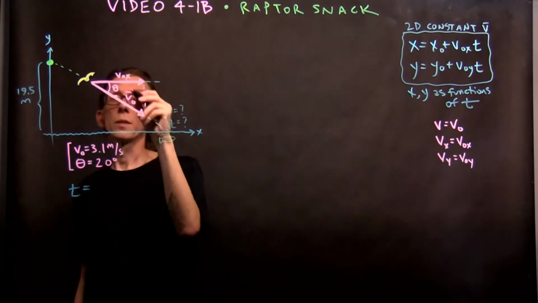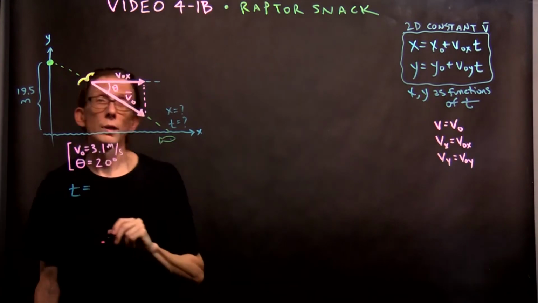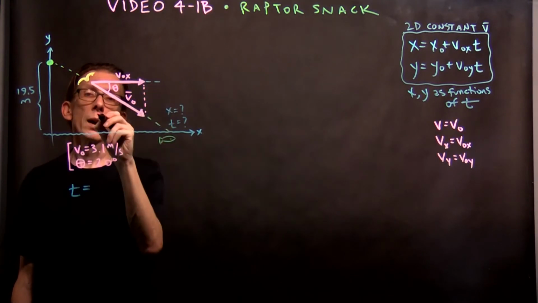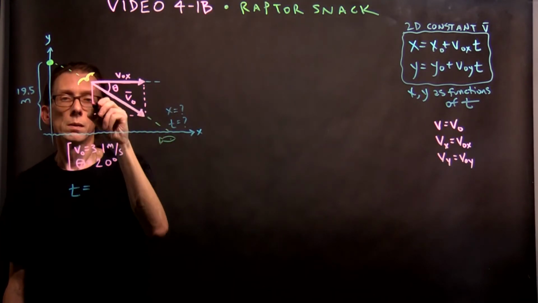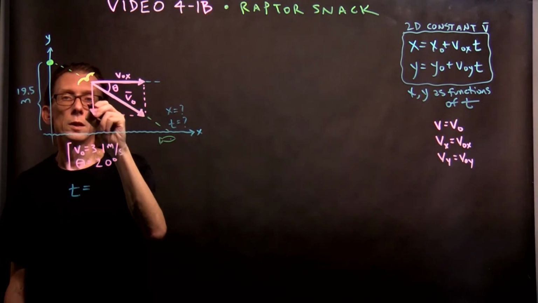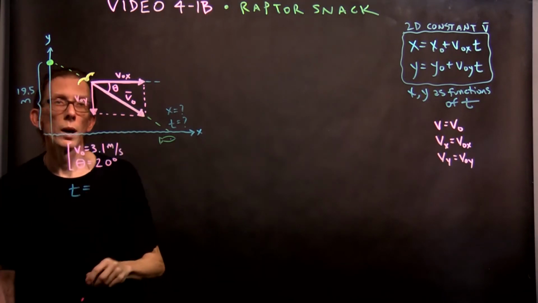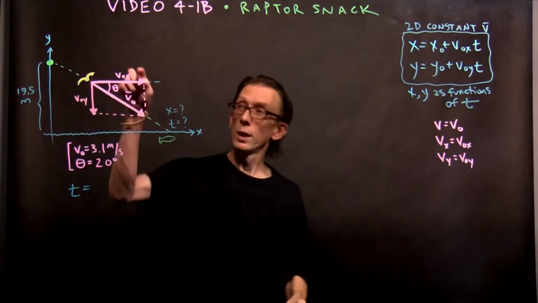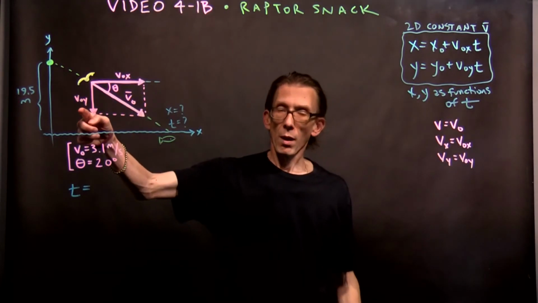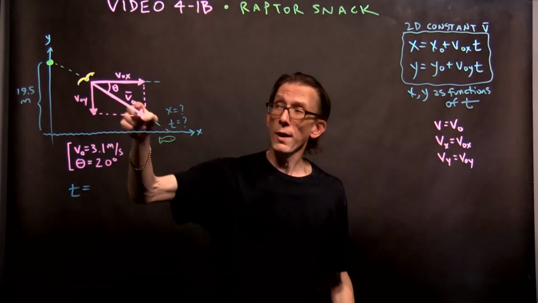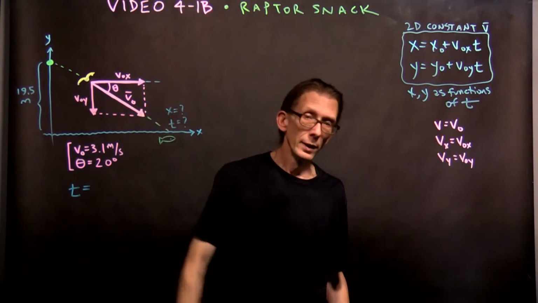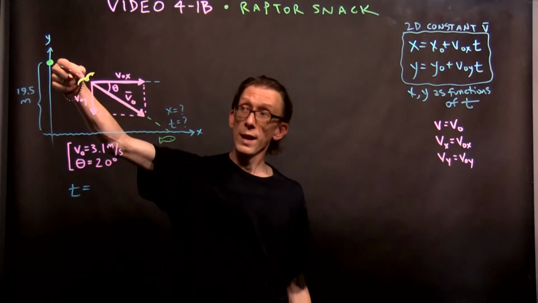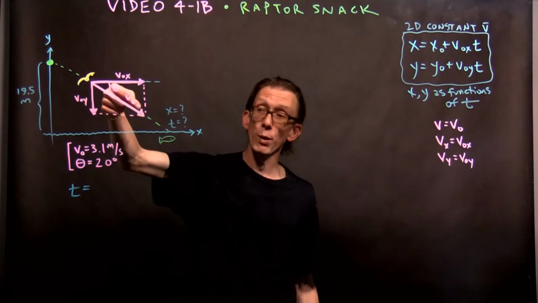Actually, that's the vector v naught x. I'll leave it as a magnitude though. So it's moving to the right. It's also moving down. Here's v naught y. So it's got an x part and a y part. Now this x part and the y part are not new vectors. They're just two parts of v naught. There's really only one vector here, and that's v naught. That is the actual motion, the actual velocity vector of the eagle as it approaches the snack.